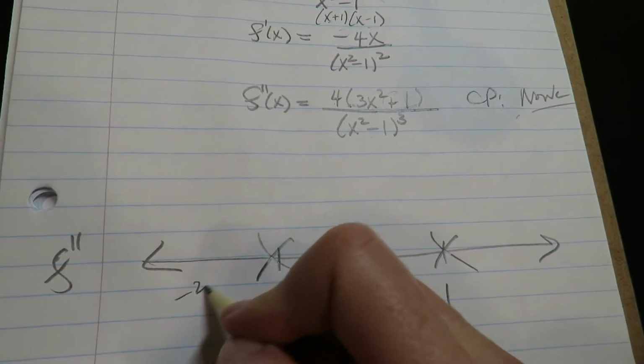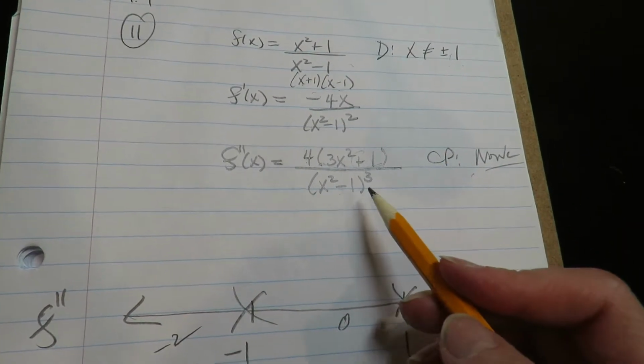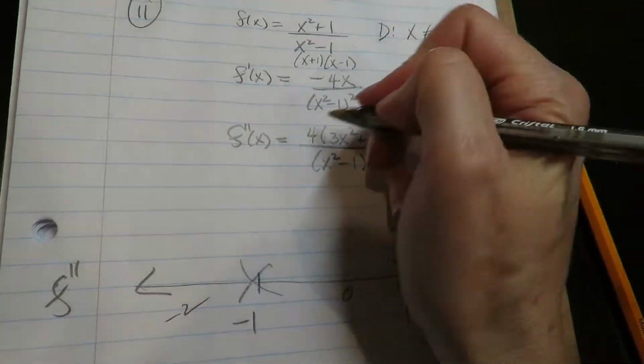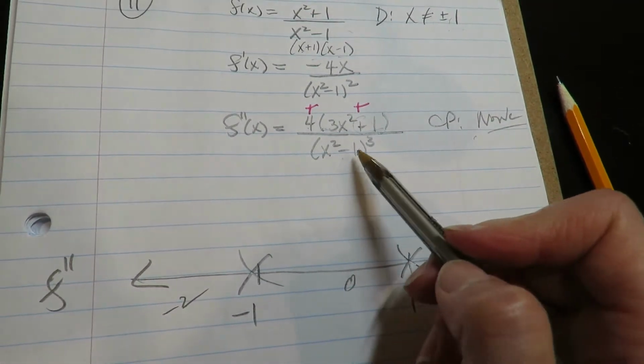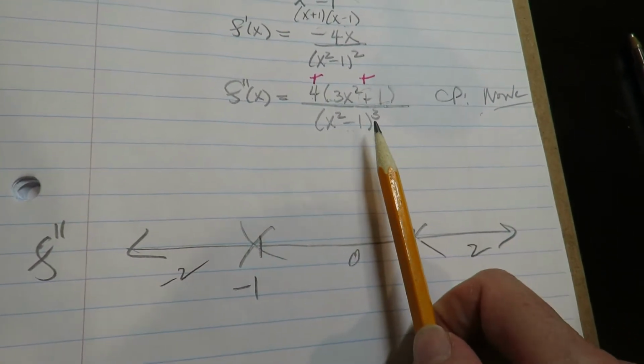All right, so same procedure, you're going to do test points. You plug these test points into the second derivative. Just before I get started, I'm going to note that this is always positive and this is always positive, so I'm not going to waste my time. This on the bottom can be positive or negative. So that's where I'm going to focus.